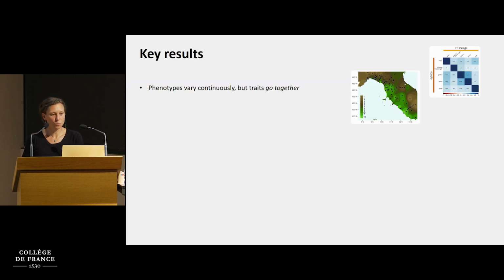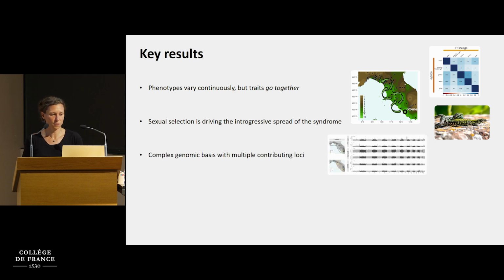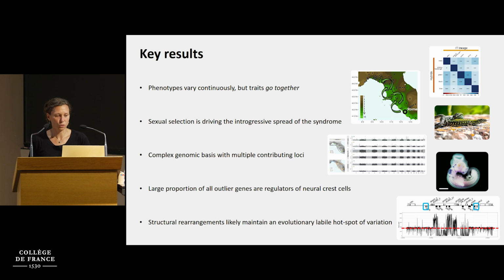Okay, I'll briefly sum up the key results that I presented to you. I've shown you that the phenotypes we're dealing with here are continuously varying across the landscape, but the traits go together, so it's really a syndrome. I showed you that sexual selection is driving the introgressive spread of the syndrome into this distantly related lineage. And I've shown you that the genomic basis is rather complex, but that we have a large proportion of outlier genes that seem to regulate neural crest cell behavior. And I've also shown you that there are structural rearrangements that likely maintain an evolutionarily labile hotspot of variation. At least that's our interpretation so far.